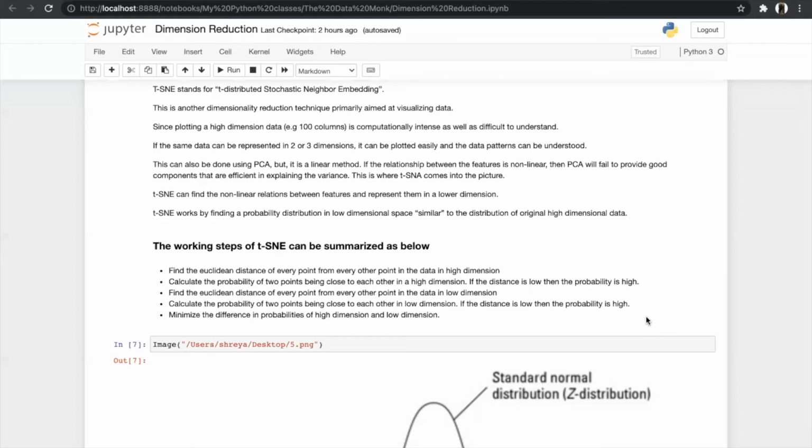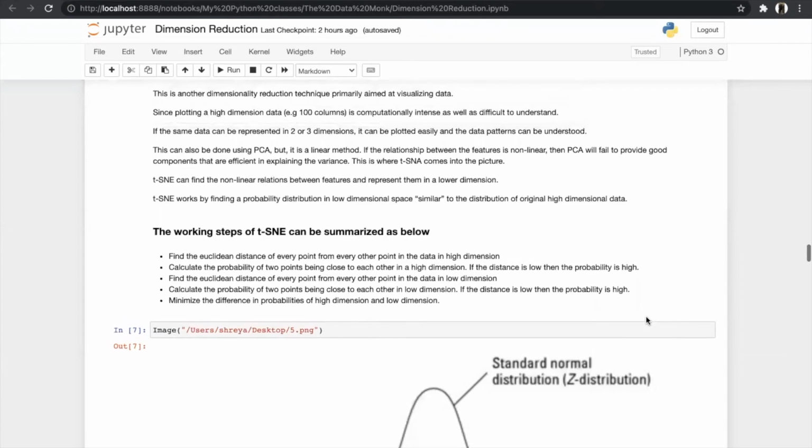Similarly, we will find the Euclidean distance of every point from every other point in the low dimensional data, and then calculate the probability of two points being close to each other in low dimension, and if the distance is low, then the probability will be high. So we will minimize the difference in probability between the high dimension and the low dimension. Let us look into the figure to explain it better.